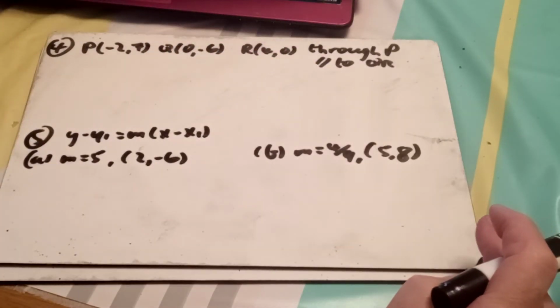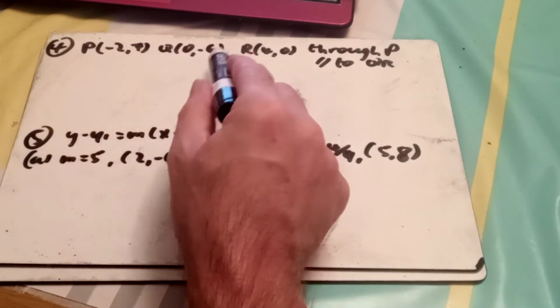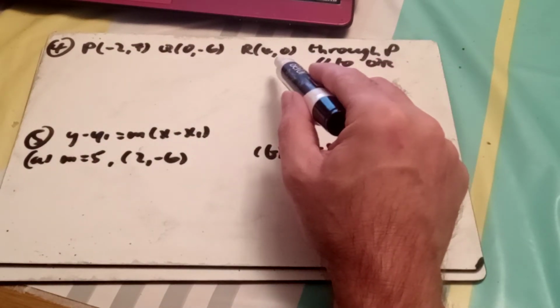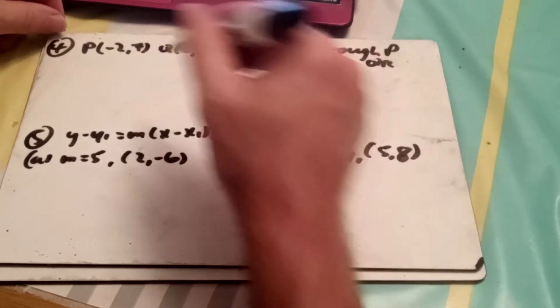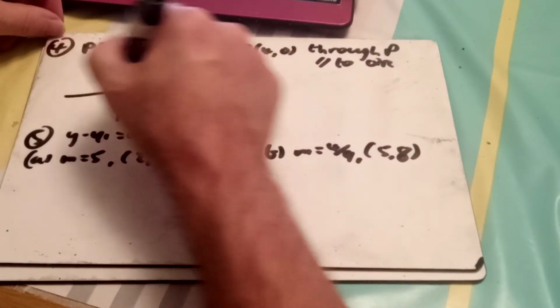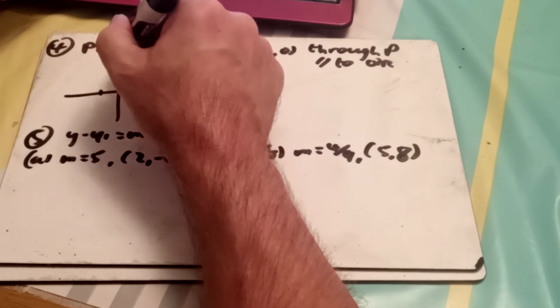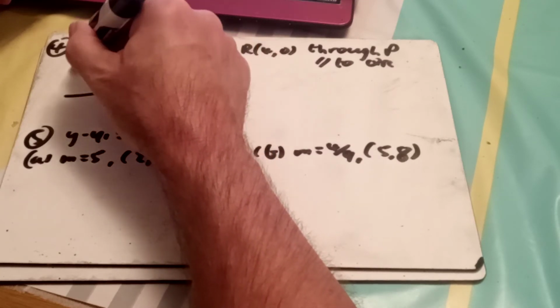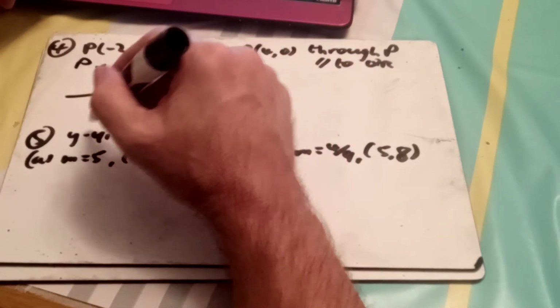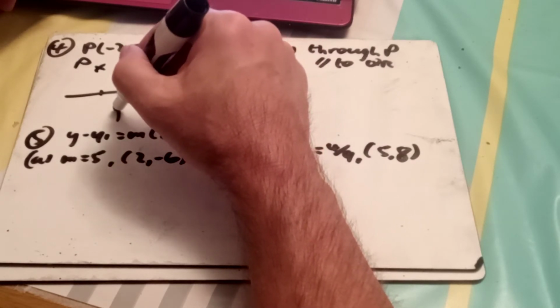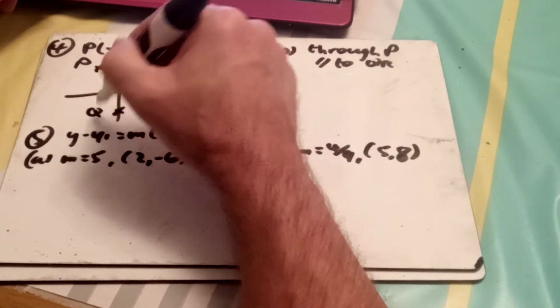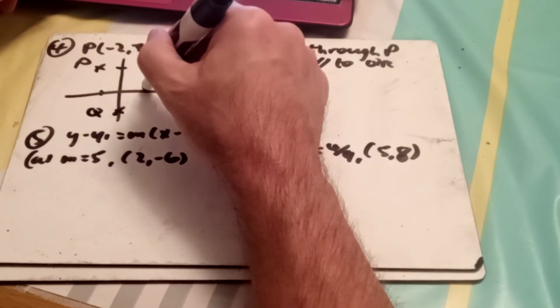A couple more to do with our lines. We've got 3 points P, Q and R. It wants the line through P parallel to QR. First thing I'm doing, plotting the points, sketching them. Let's have a look what we've got then. So P is (-2, 7). There's P. Q is the point (0, -6). So it's just 6 down. There's Q. And R is the point (4, 0).